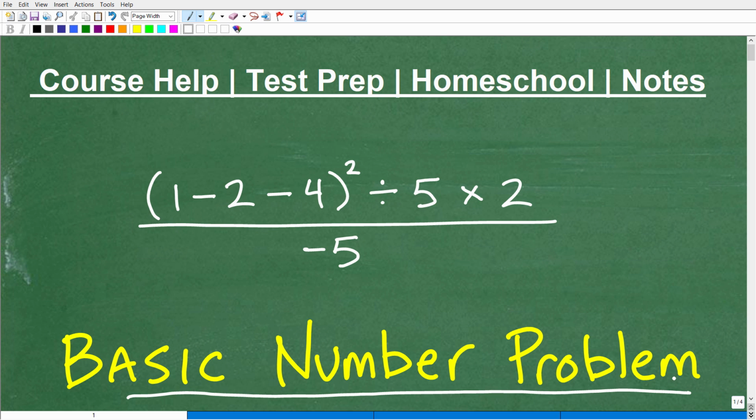But the whole idea is this: even if you got this wrong, you want to see your work so you know where you may have made a misstep. Hopefully, you're going to get this right, but we'll talk about all this in just one second.